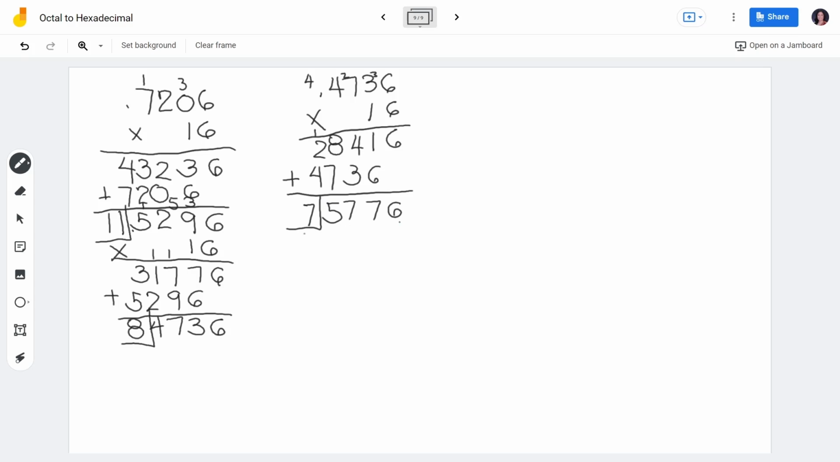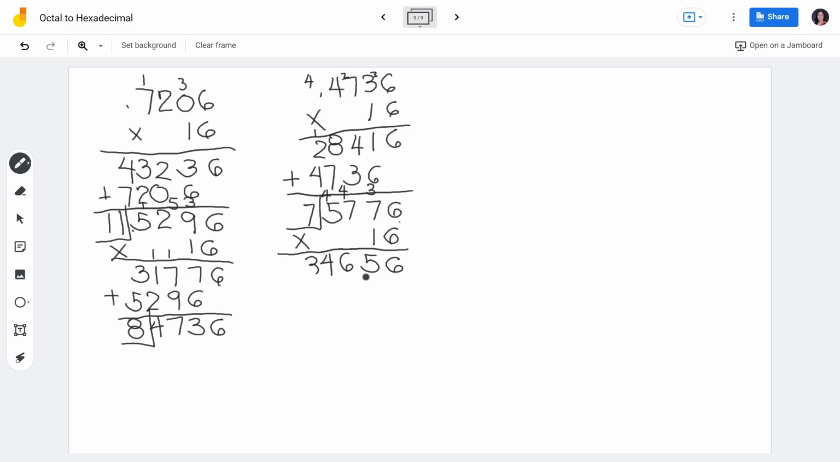Okay, last, the fraction places, the fourth place. So 6 times 6 is 36. 7 times 6 is 42 plus 3, 45. 6 times 7 is 42 plus 4, 46. 6 times 5 is 30 plus 4, we have 34.